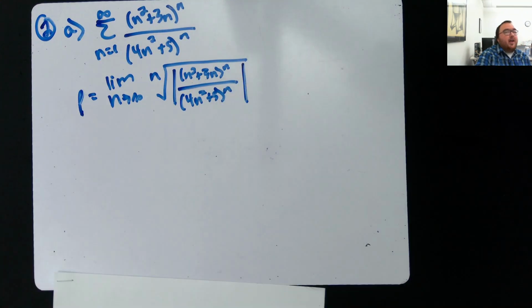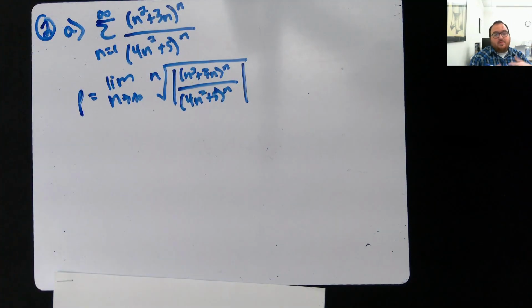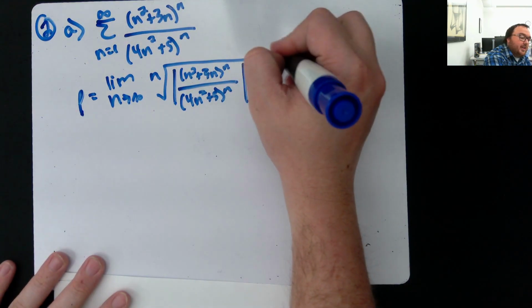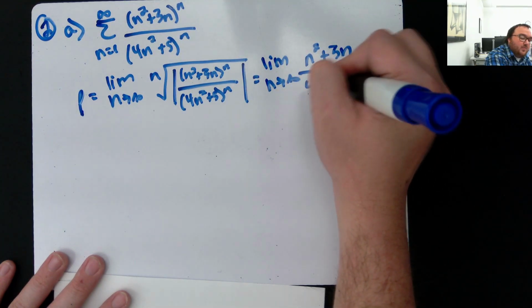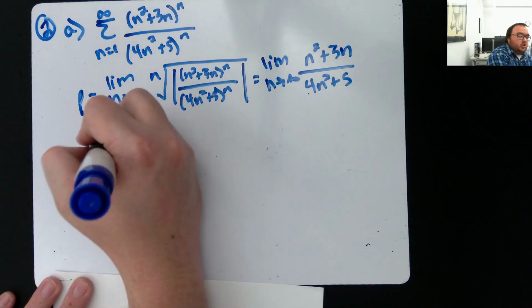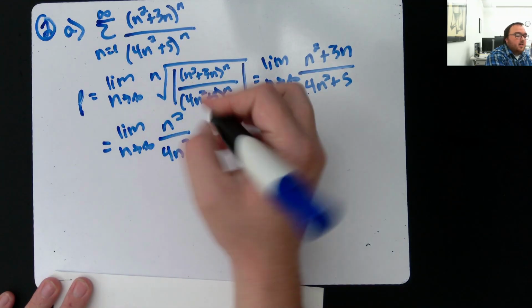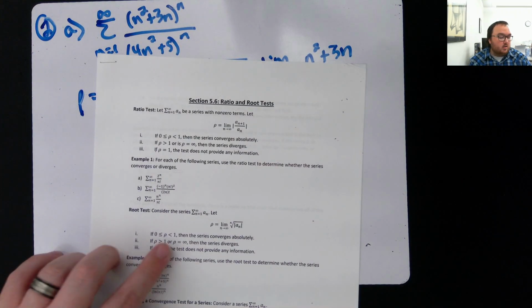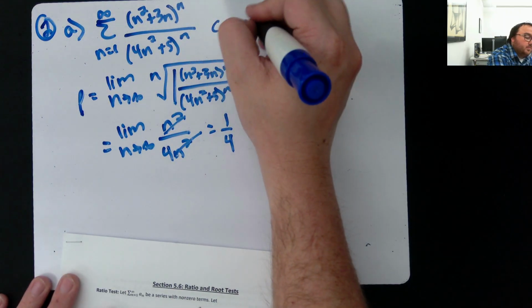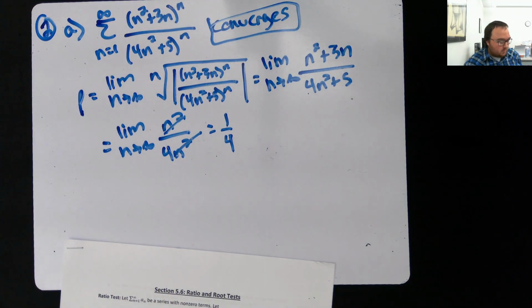N squared plus 3n to the n over 4n squared plus 5 to the n. So the absolute value doesn't really help us here because everything is already positive. So that's nice. The nth root and everything is to the n, they cancel out. So this just becomes the limit as n goes to infinity of n squared plus 3n over 4n squared plus 5, which isn't hard. Take the largest term on the top, which is n squared, largest term on the bottom, which is 4n squared, cancel out the n squareds, and you're left with just 1/4. 1/4 is less than 1, so this converges. Easy as that. The root test is really quick.